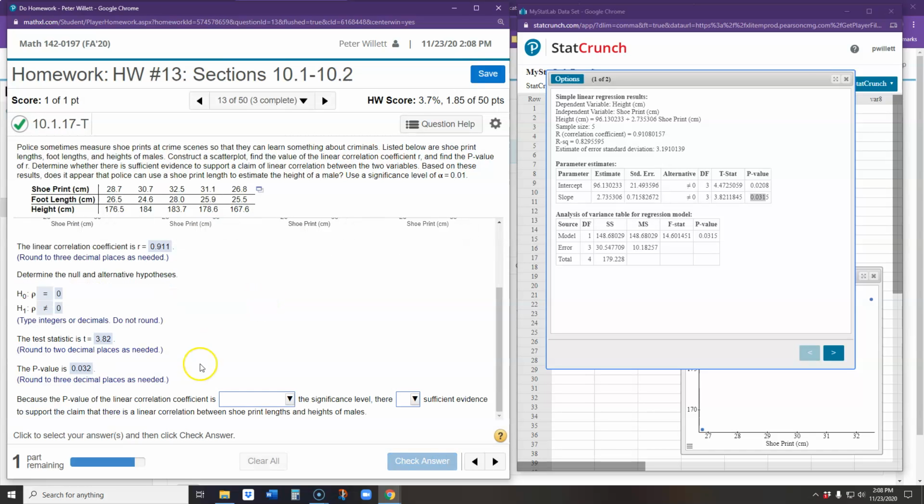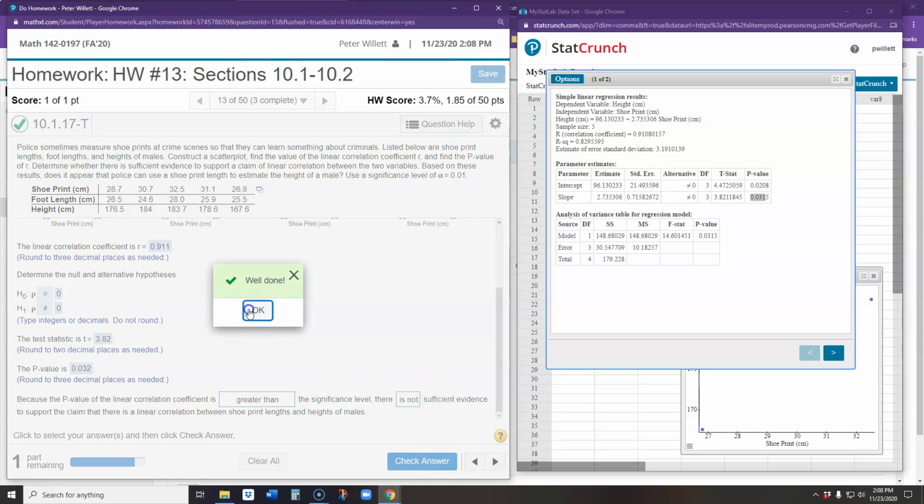And then let's draw our conclusion. We do have a p-value of about 3%. The significance level given in the problem was 1%. If the p is low, the null must go. The p is not low, so it is greater than the significance level, so there is not sufficient evidence to support the claim that there's a linear correlation.